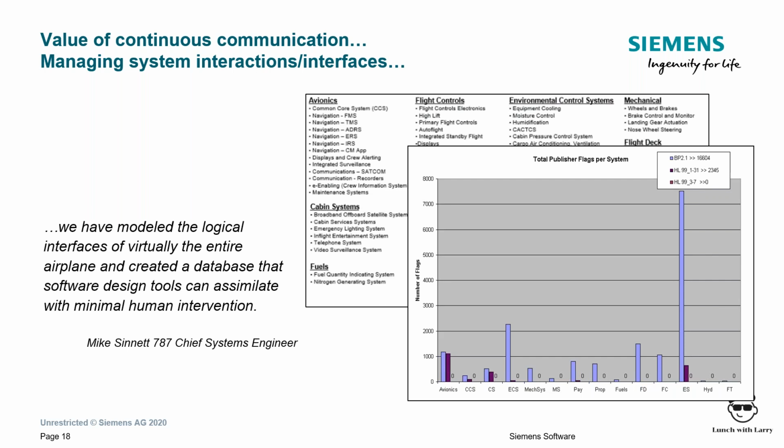The zeros you see here are 787. 787 had 0 integration problems on first flight. So they would claim that it saved at least a year and a half of their project schedule to be able to do that. And that's the value you get from keeping everybody on the same page for this product architecture that we're talking about. So hopefully that helps you a little bit, Larry.